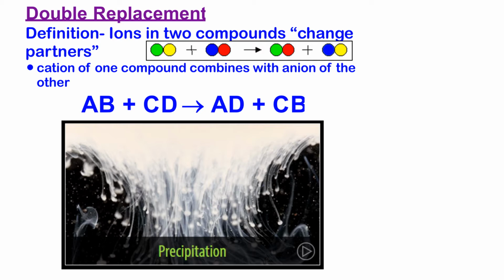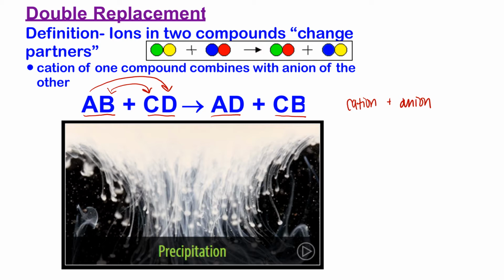So if our first compound was A and B, and the second compound is C and D, then they're going to just switch who they're bonded to. A is going to end up being bonded to D, and C and B are going to end up being bonded to each other. And remember, we're talking about ionic compounds again. Each one is going to have a cation and an anion, and in order for the compounds to switch correctly, the cation of one compound becomes the cation of the other compound, and the same for the anions.